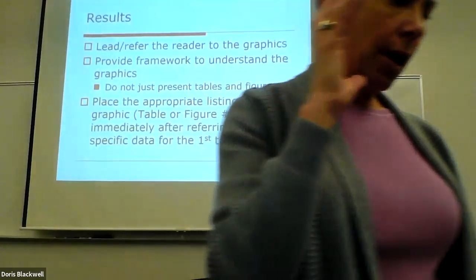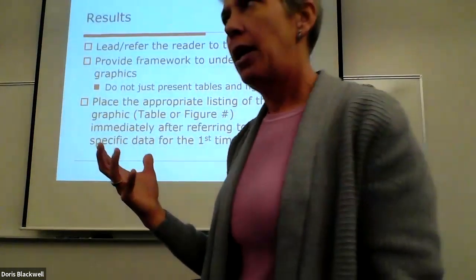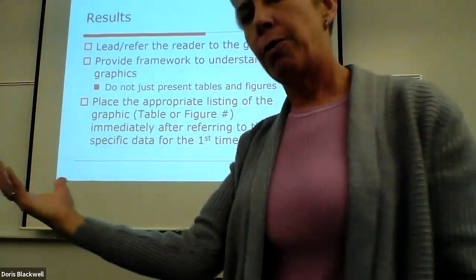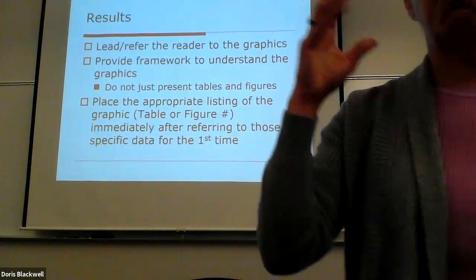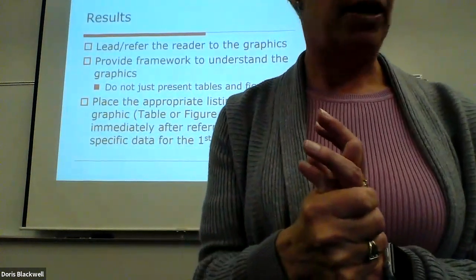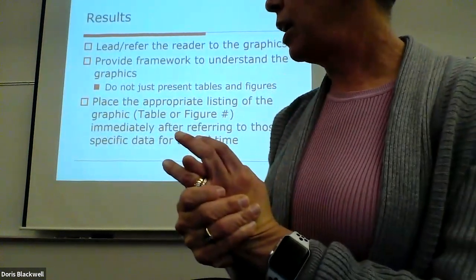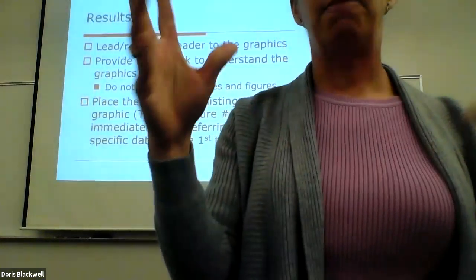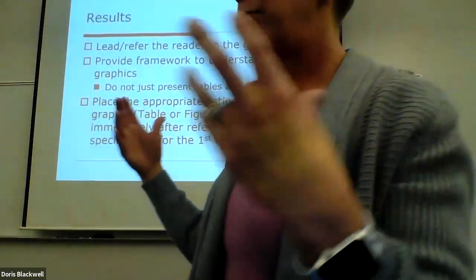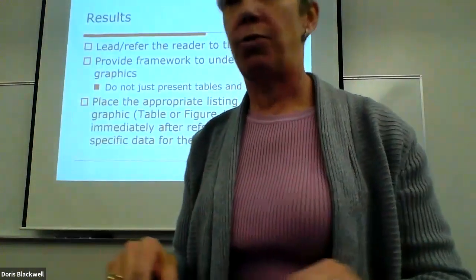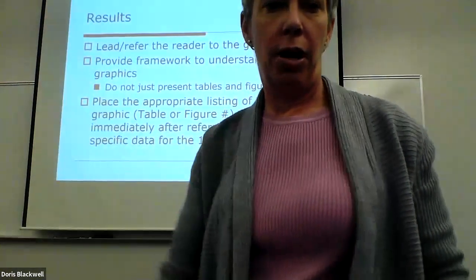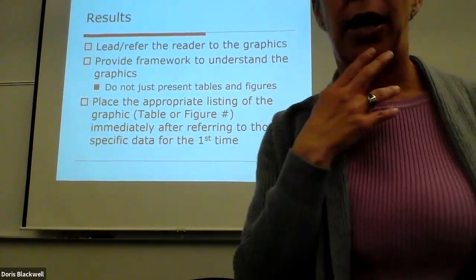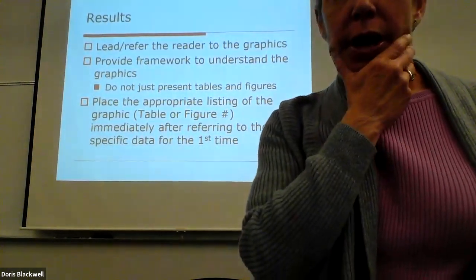Again, when we have tables and graphics in our manuscript, we want to make sure that we lead or refer the reader to those tables and graphics. We would never just plop a table in our manuscript and never talk about it, because then the reader's going, okay, why is table 1 here? Why is this included? No, we want to say, the summary of the descriptive characteristics can be found in table 1. Here are some highlights. We want to let our reader know what they are looking for and what they should be aware of whenever they're looking at our tables or graphs.